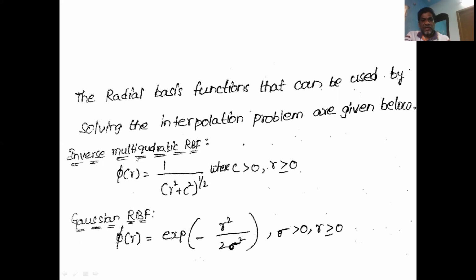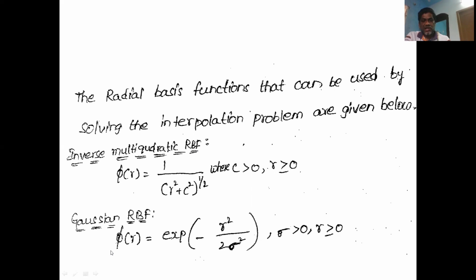So if you want to map the input pattern R into a higher dimensional space, you can use this formula, 1 by square root of R square plus C square. This is a possible function which can be used for solving your interpolation problem. It is called the inverse multi-quadratic RBF.